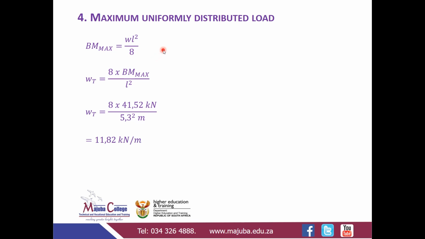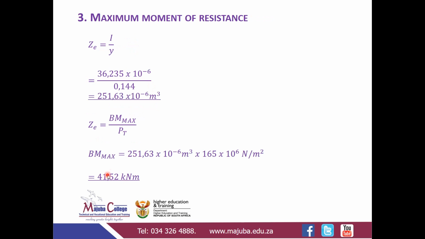If it was a point load, the moment for point load is what? PL over 4. So for UDL, WL squared over 8. So we're gonna make W, which is actually the total load, the subject. So 8 multiplied by this one here, and then divided by L squared. So here's the formula. We made W the subject of the formula. Okay, and then 8 multiplied by 41, which is our maximum moment, the one that we've calculated here.